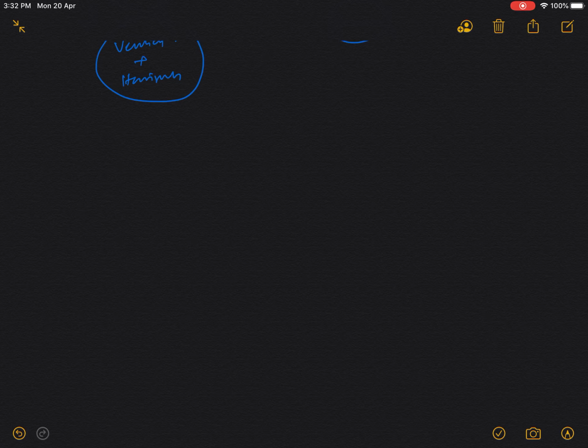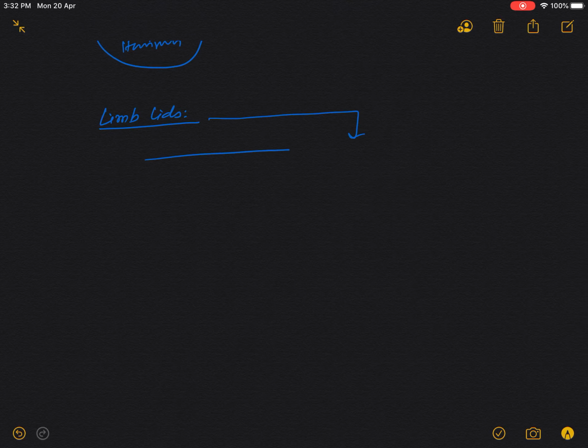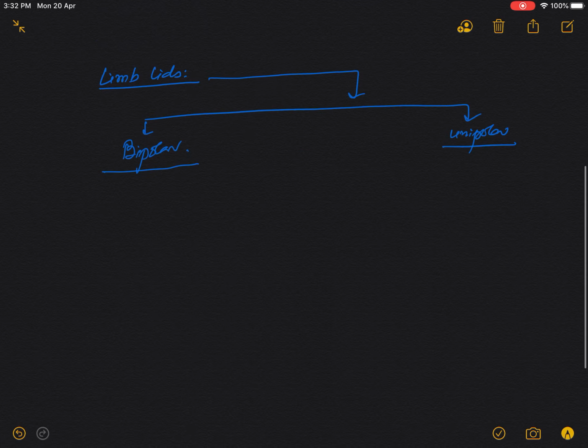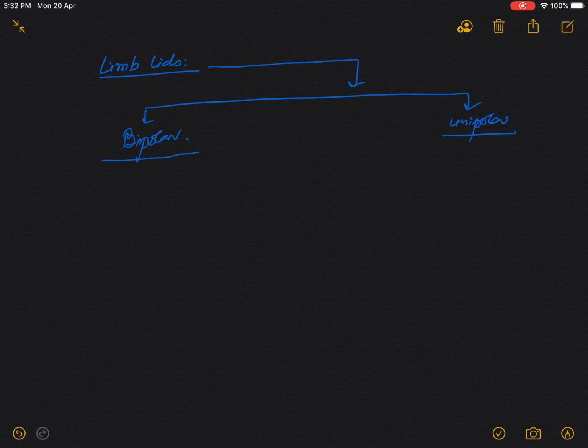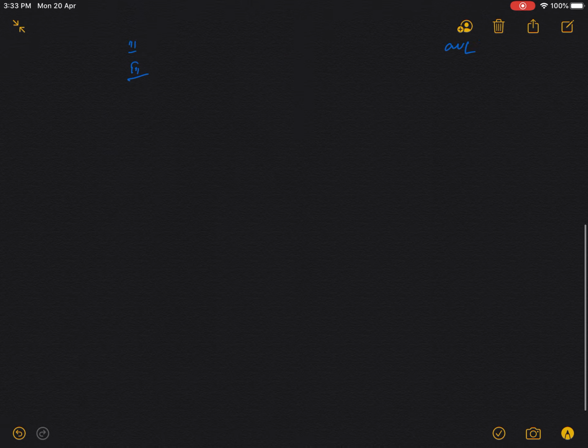This means the electrodes of our ECG. So to detect the vertical plane or frontal plane electrical activity, we use limb leads. The limb leads are of two types: one is bipolar, another is unipolar. So we have three bipolar and three unipolar limb leads: 1, 2, 3, and AVF, AVR, AVL.